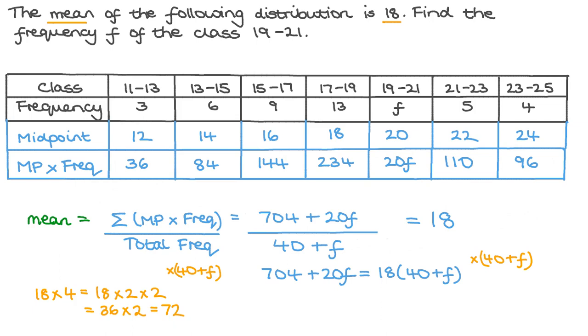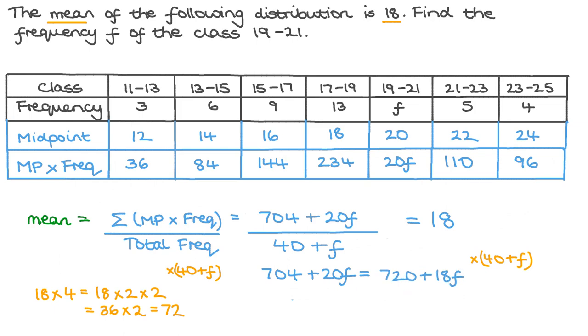To find 18 multiplied by 40, we can first find 18 multiplied by 4 by doubling 18 and then doubling it again. 18 multiplied by 2 is 36, and then multiplying by 2 gives 72. So if 18 multiplied by 4 is 72, then 18 multiplied by 40 is 720. And expanding the bracket, so multiplying the second term by 18 as well, gives 720 plus 18f.